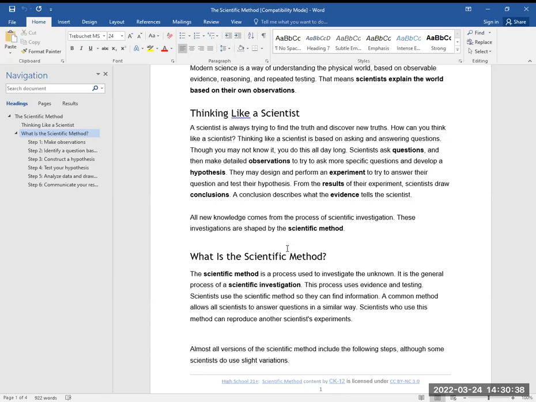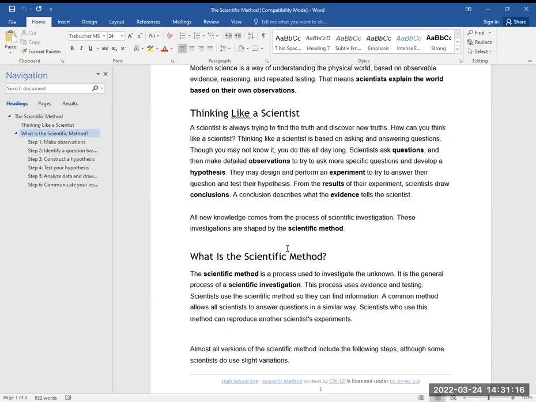So scientists ask questions and then make detailed observations to try to ask more specific questions and develop hypotheses. So basically what they do is they look at something that they're curious about. And this doesn't have to be science as in physics, math, chemistry, biology, not just that. Psychology research also follows the scientific method. So even though it's a social studies thing, it still follows the same ideology.